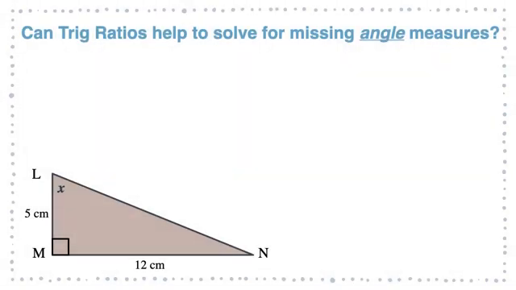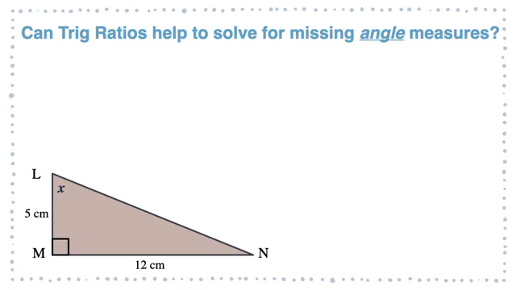The question here is, can trig ratios help to solve for missing angle measures? Now, up to this point, we have used trig to help us find missing side lengths in a right triangle. Now we want to investigate, can trig also help us solve for missing angle measures?